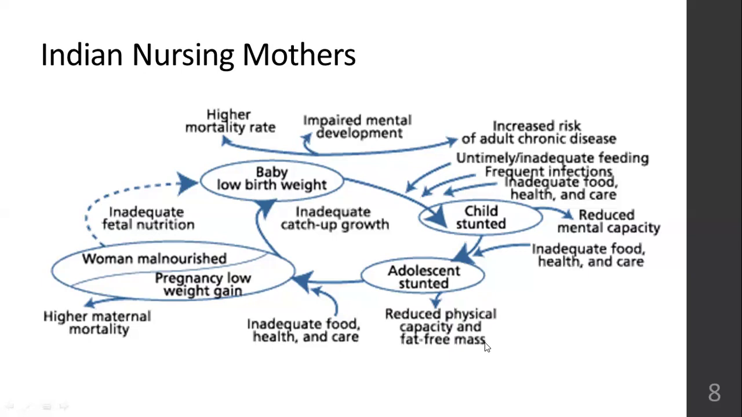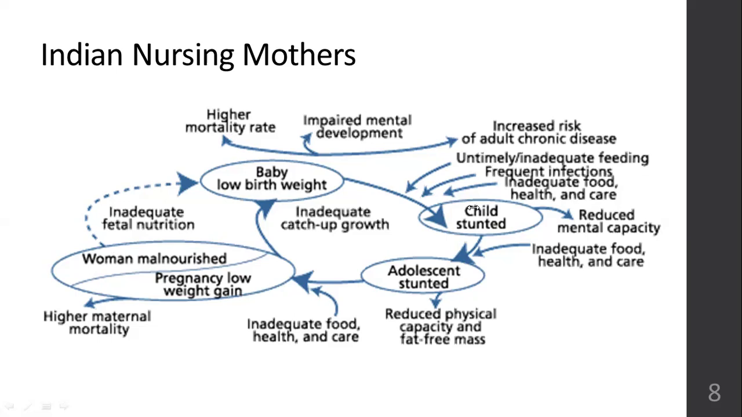So this adolescent who is malnourished and stunted, if this girl becomes pregnant, she's again a malnourished pregnant woman. And in this cycle, she will also give birth to a low birth weight baby. So generation after generation, this cycle keeps on going. So these are the issues that Indian mothers who are nursing, who are lactating, face, especially if they are from a poor community.